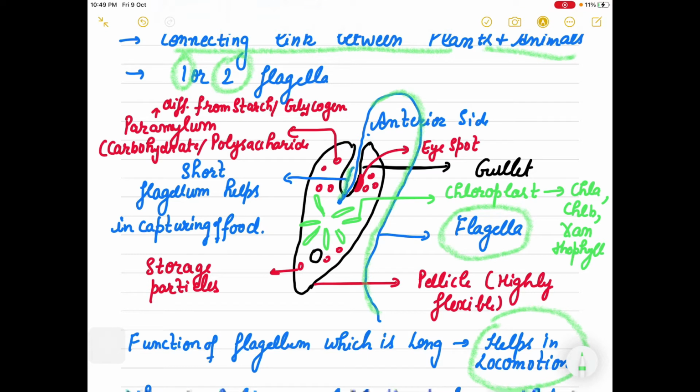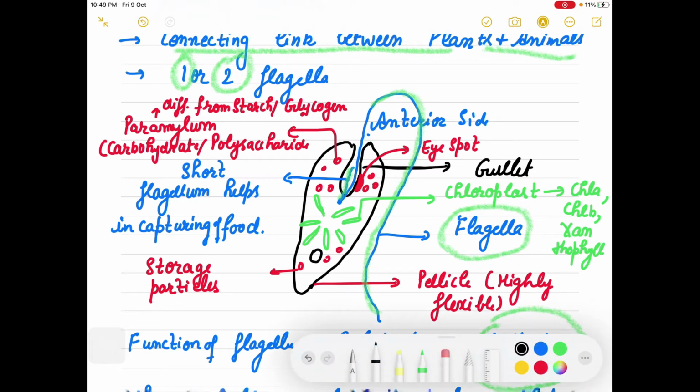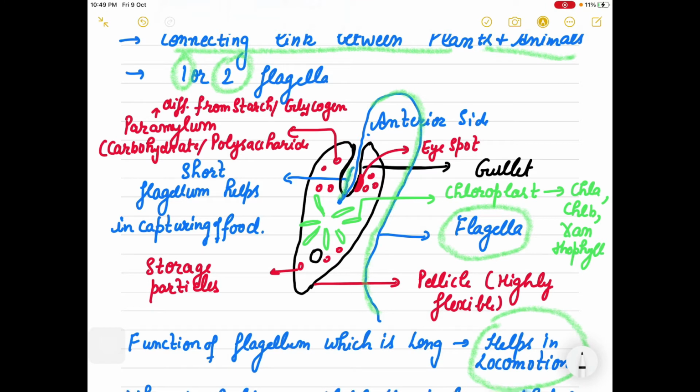Now let's talk about their structure. Let me make it with the black only. So as you can see, this structure which I am drawing with the black, this one, this is known as the gullet. Gullet, basically through which food enters into the Euglena. This is the structure through which food enters, right? And then is the body of the Euglena. Now this is the entry, right? After that this structure is known as the pellicle, and we will talk about what is so special about this.